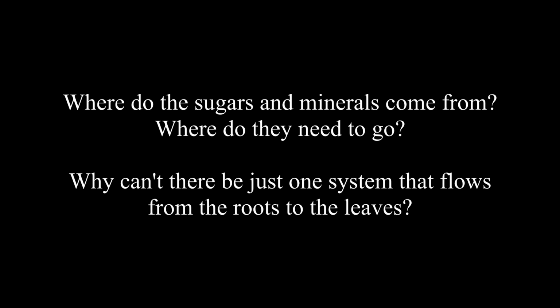Why can't there just be one system that flows from the roots to the leaves? If there were only one system and they were only going from the roots to the leaves, what would happen to those roots? Would they be able to do any work? Would they be able to gather any nutrients? Would they be able to push any of that water up if they weren't also having that other system that's allowing them to get sugar and do the work?